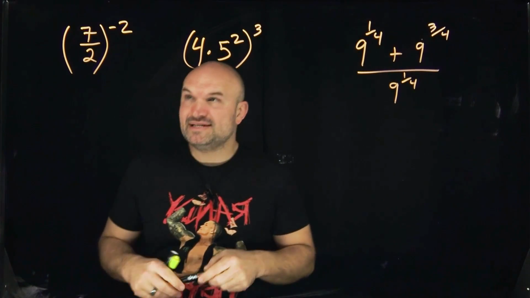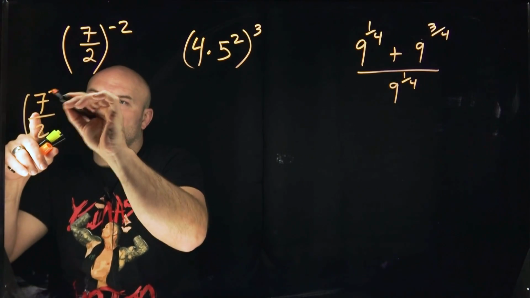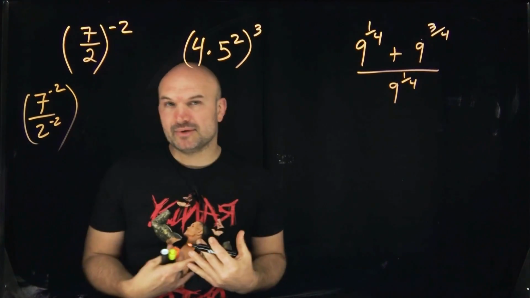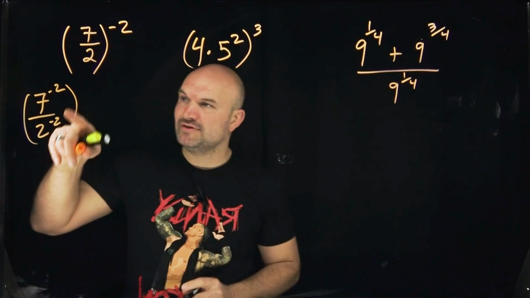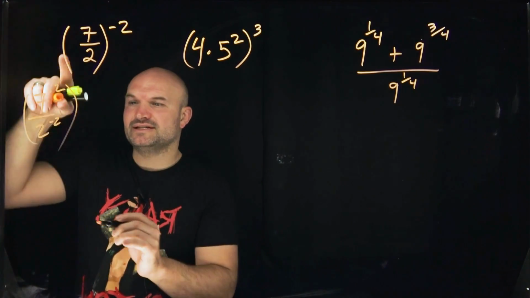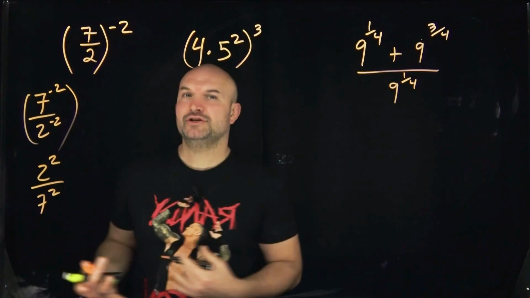But in reality, all we are doing when we do that is applying the distributive property across the quotient. And then if you remember, for negative exponents, whenever you have a negative, it's just going to be the reciprocal. So we can make this positive: 2 squared over 7 squared. And now you can go ahead and simplify.